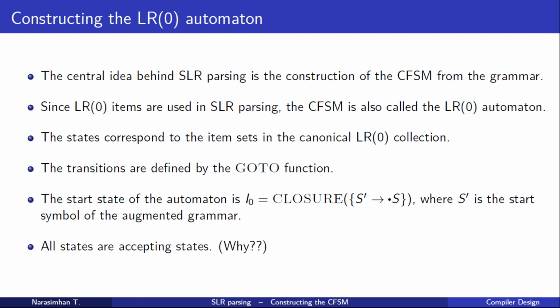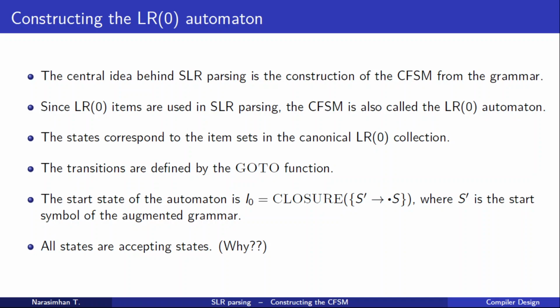LR0 automaton. An automaton should have states as well as transitions. So what are the states in the LR0 automaton, and how do you define the transitions? The item sets in the canonical collection of LR0 items will be the states of the LR0 automaton. That is, the states correspond to the item sets in the canonical LR0 collection, and the transitions are defined by the goTo function. We will be using the goTo function to define the transitions.